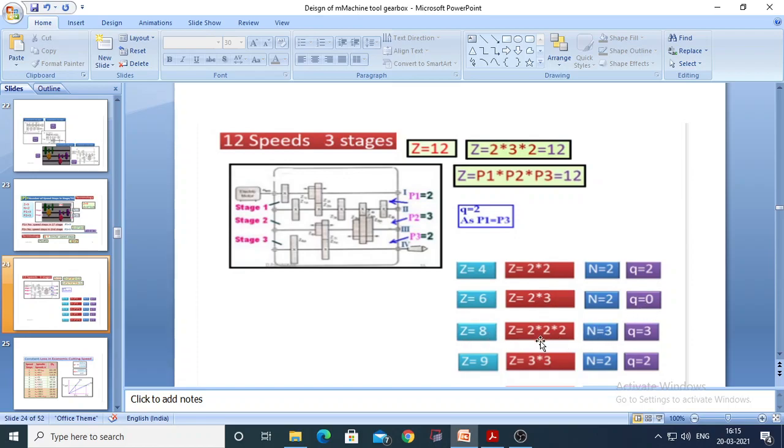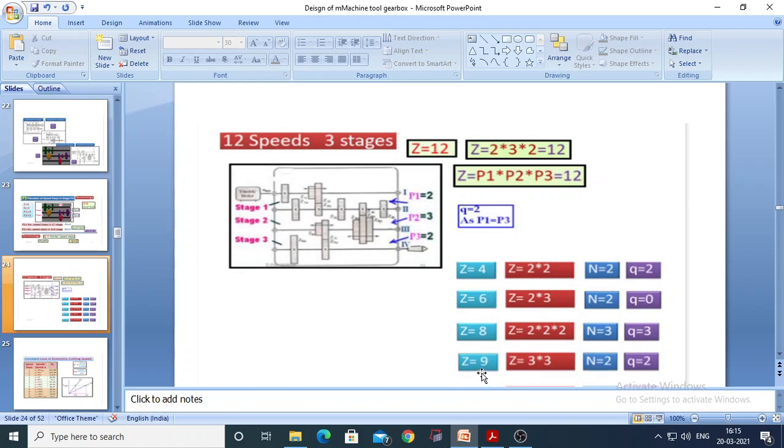Z is equal to 8. 2 into 2 into 2. You will get 8. N is equal to 3. Number of stages is also 3. Check the number of stages. How to calculate? This is the first stage and this is the second stage. Okay. Q is equal to 3, because P1 is equal to P2 is equal to P3.